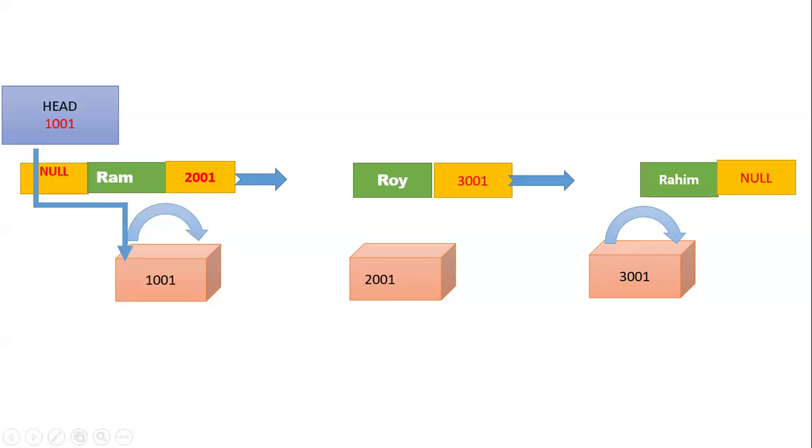The first node's previous part always remains null, because it doesn't contain any address of a previous node. And how can we recognize the last node? When the next part, or link part, of a node remains null, it indicates that this is the last node of our doubly linked list.